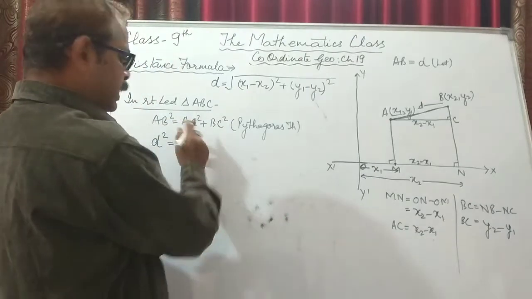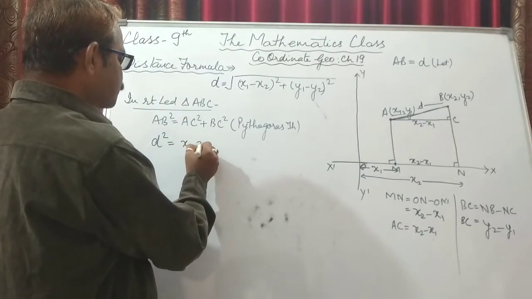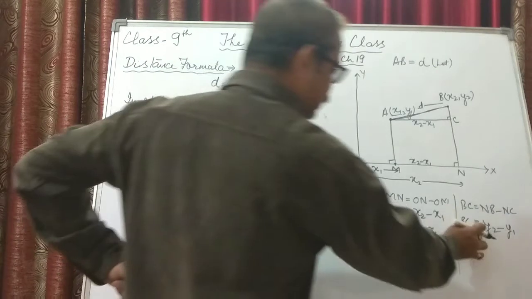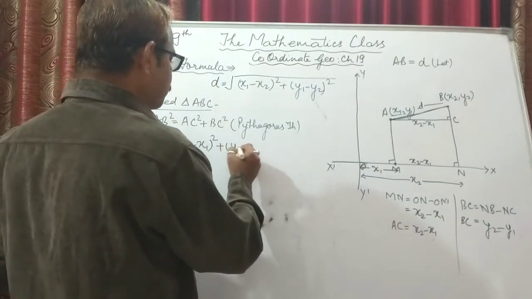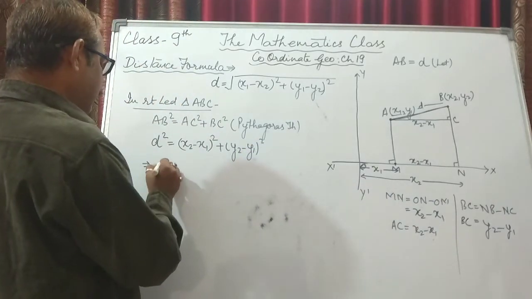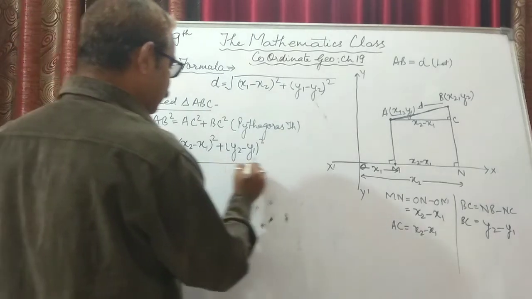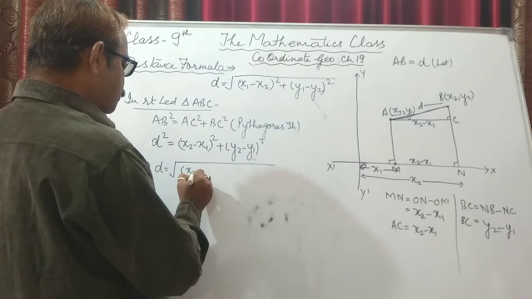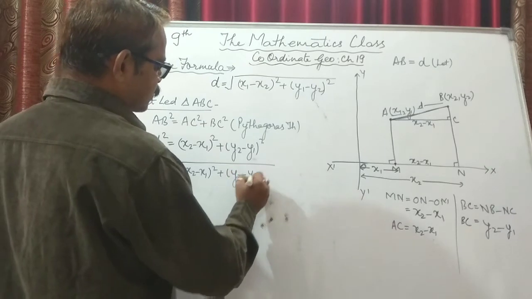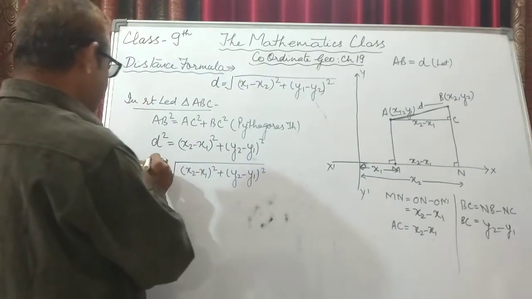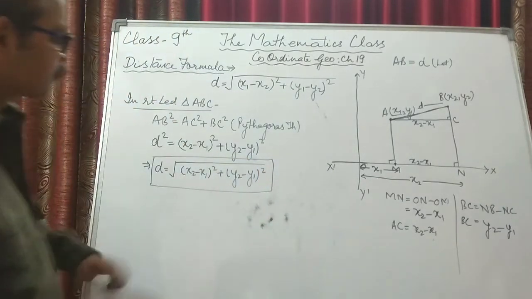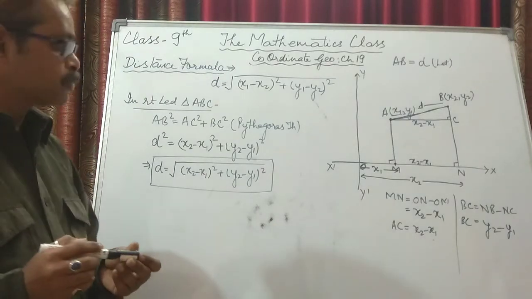What we will do is substitute the values of AC. AC is x2 minus x1, and we need AC square, plus BC. BC is y2 minus y1, so y2 minus y1 whole square. We need to find the value of D, so we'll put a root on the other side of the equal sign. So D is under root x2 minus x1 whole square plus y2 minus y1 whole square. This is the formula we are going to study, and we will be using it in solving the problems of the exercise.